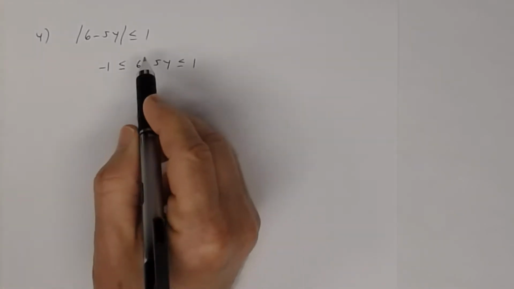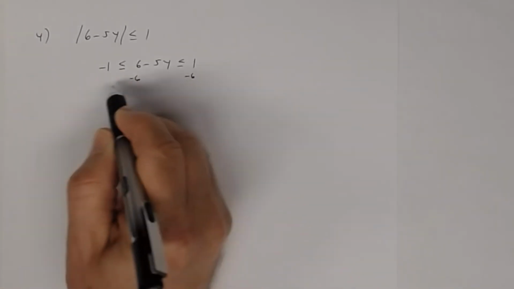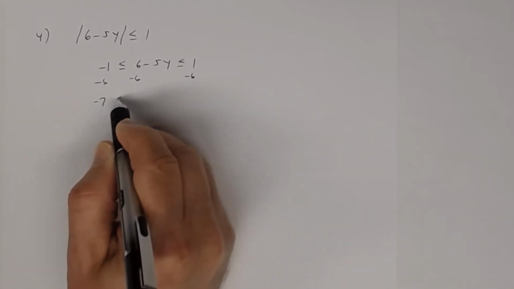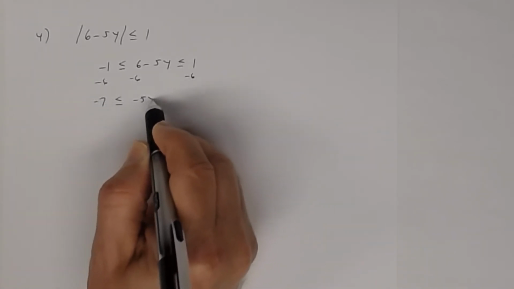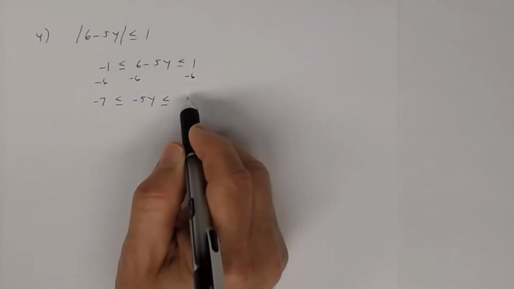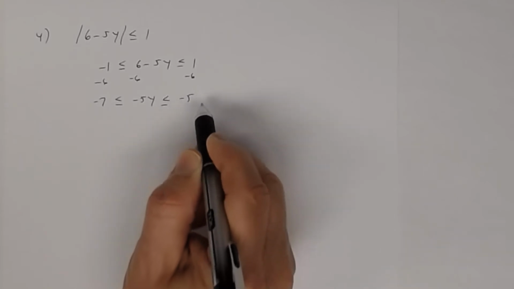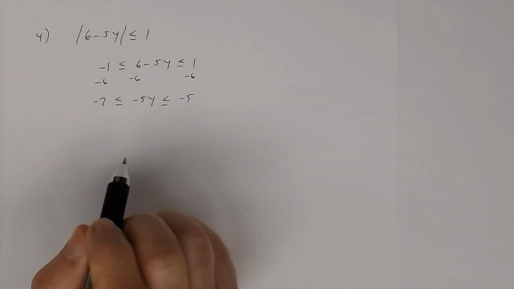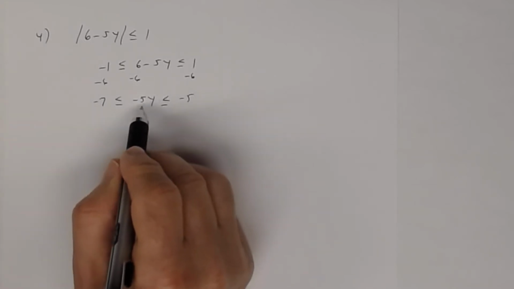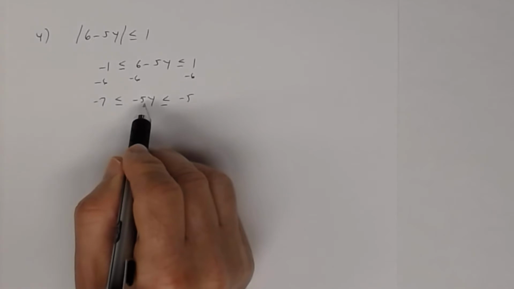So I'm going to go ahead and subtract 6 from all parts. -1 and a -6 is a -7. It's less than or equal to -5y, which is less than or equal to 1 and a -6, which is -5. Okay, now be careful with the next step, because notice I'm trying to get y by itself. So I'm going to have to divide all parts by -5.